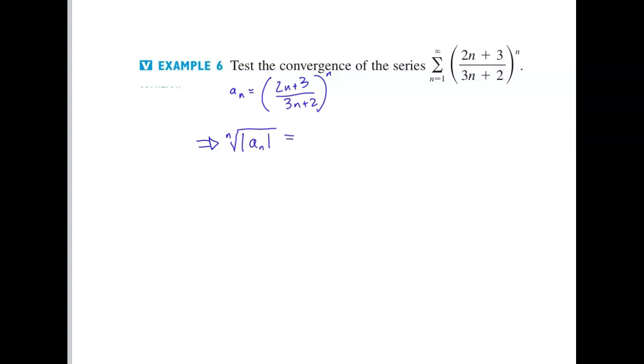Now, in our case here, the absolute value isn't going to do anything. 2 times n plus 3 over 3 times n plus 2 is always going to be positive. We don't have any negative 1 to the n's that are making our series alternate or doing anything like that. So the absolute value doesn't do anything there. But taking the nth root is going to cancel out our nth power. So this is just going to leave us with 2n plus 3 over 3n plus 2, right?